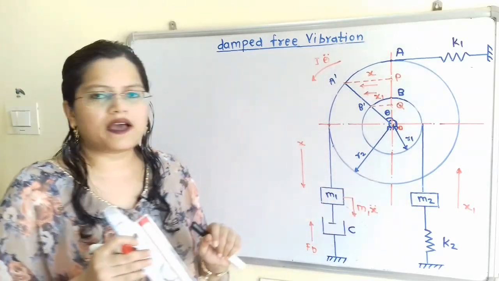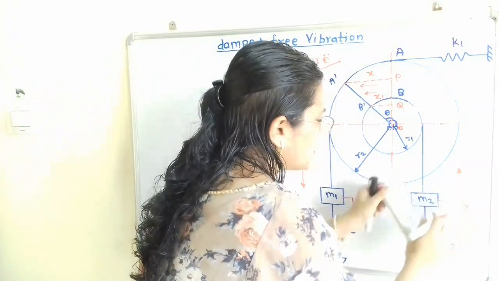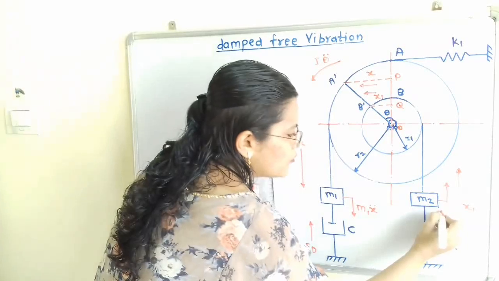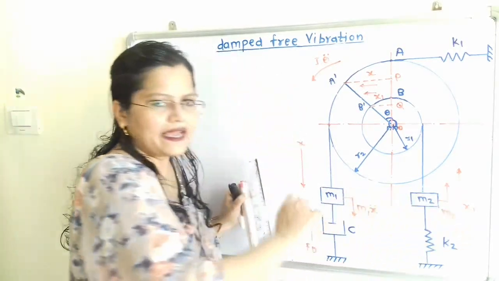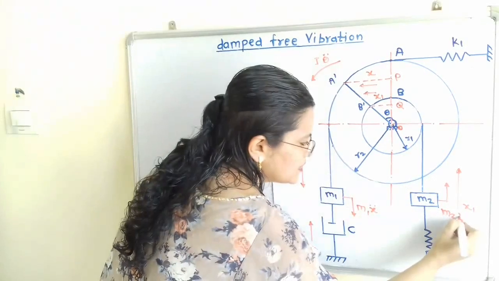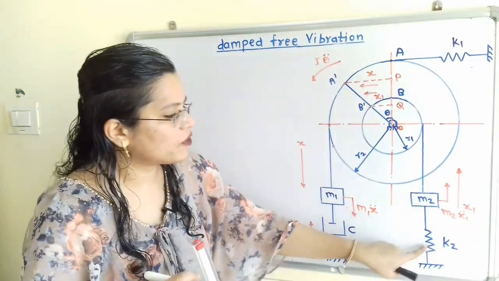Now what about mass m2? The acceleration force develops and it is in the same direction as the displacement, that is, in the upward direction. And what is its value? m2 multiplied by acceleration. Here the displacement is x1, so the acceleration is x1 double dot. Now what about the spring force K2?